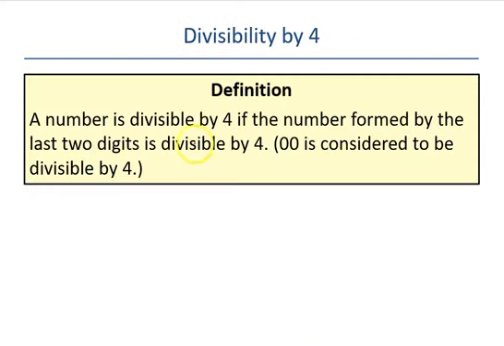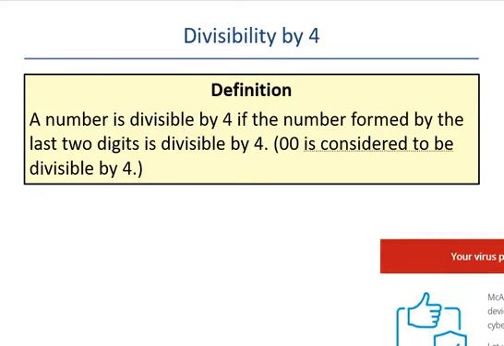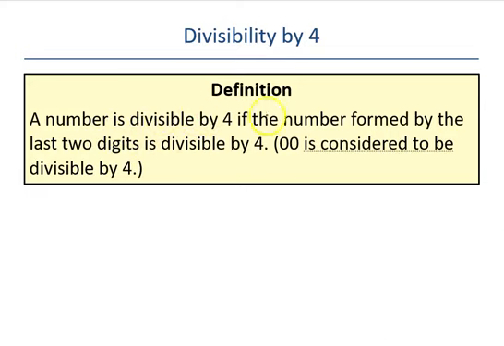Continuing on, divisible by 4. A number is divisible by 4 if the number formed by the last 2 digits is divisible by 4. Remember, the number formed by the last 2 digits is going to be the tens and ones positions. And also 00 is considered to be divisible by 4.